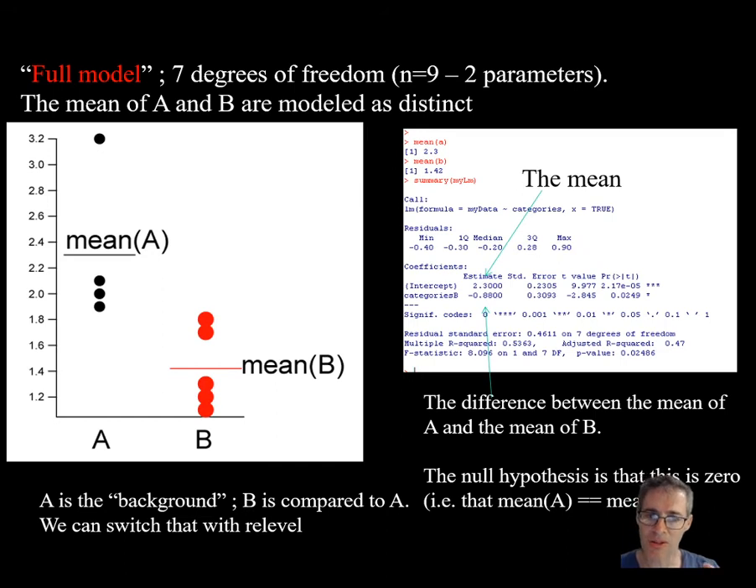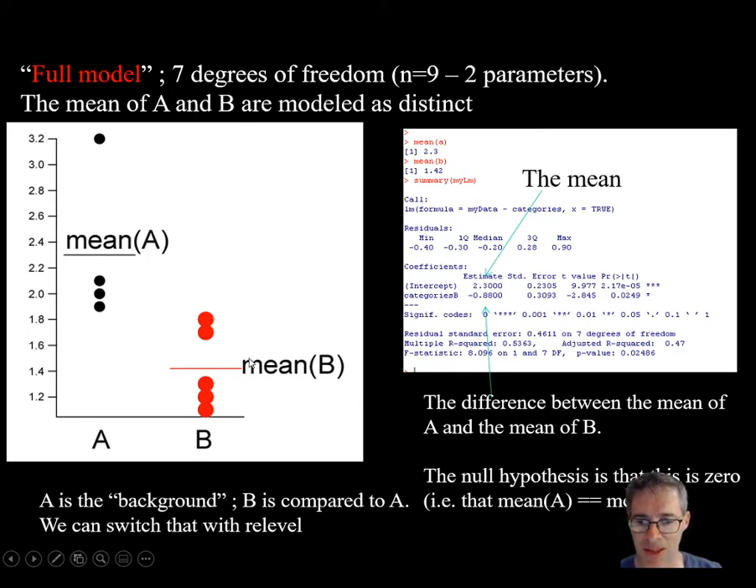Okay, if we look at this graphically, again, we're considering a full model, which looks like this with 2 parameters, right? So if there's 2 parameters, one parameter is the mean of one data set, and the second parameter is the difference in the means between the second vector and the first vector. So this first parameter is the mean of category A, and the second parameter is the difference between the mean of category A and the mean of category B.